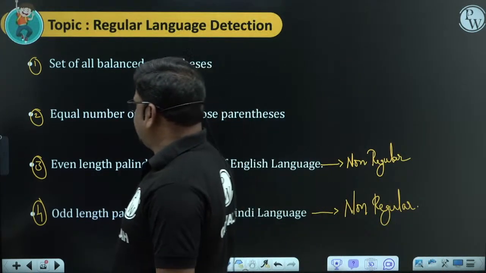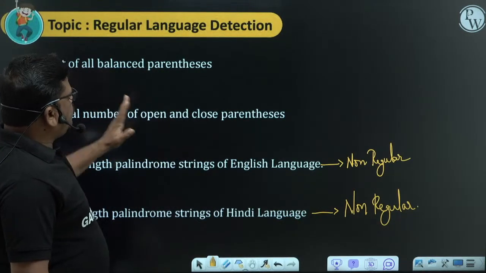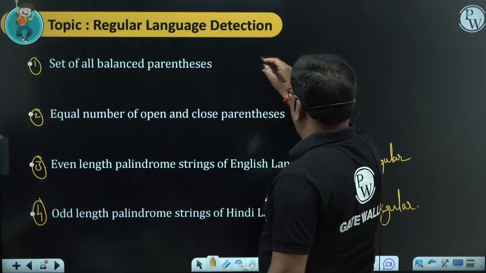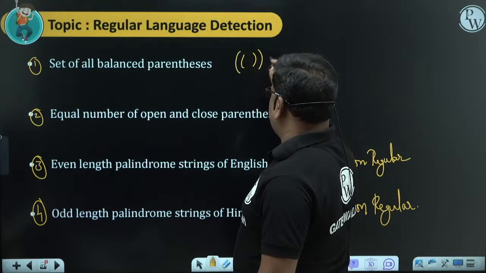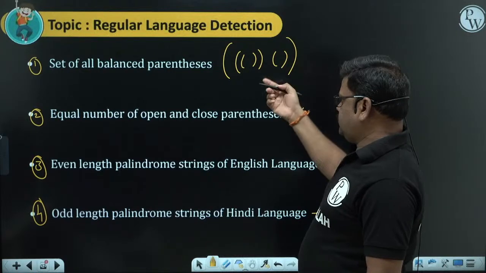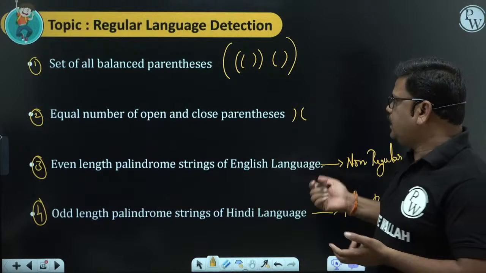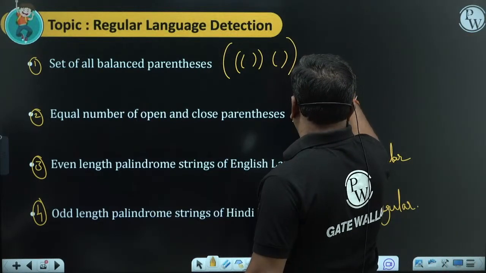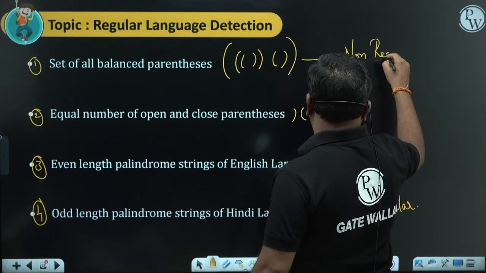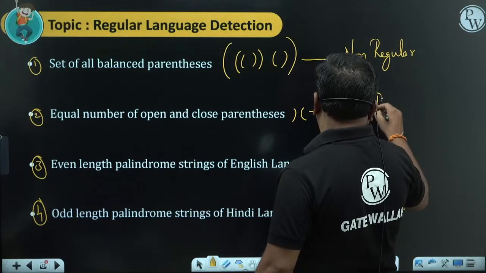So sometimes, the equal number of open and closing parentheses, equality of open and closing parentheses, balanced parentheses. Balanced parentheses means the parentheses should be meaningful. Here also opening and closing are the same, but any normal parentheses are allowed. That is the difference in these two. So anyhow, both are non-regular. Comparison is going on. So this is also non-regular.